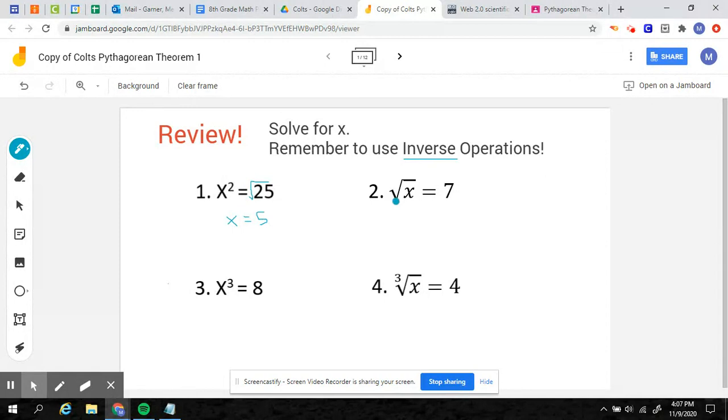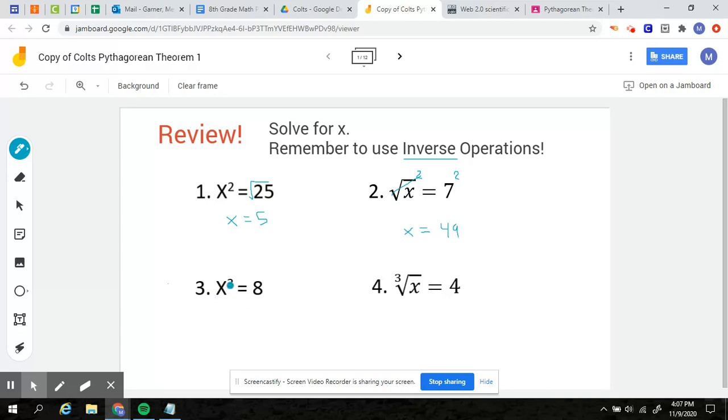Number two is the square root of x equals 7. Once again, I see there's a square root, so I'm going to do the opposite, which is what we call the inverse. So I'm going to square both sides. Remember, if you square both sides, that's how this goes away. So x equals 7 squared, which remember is just 7 times 7. So x equals 49.